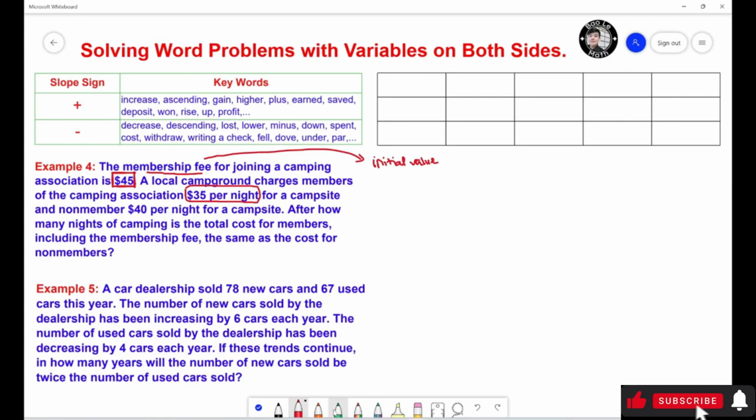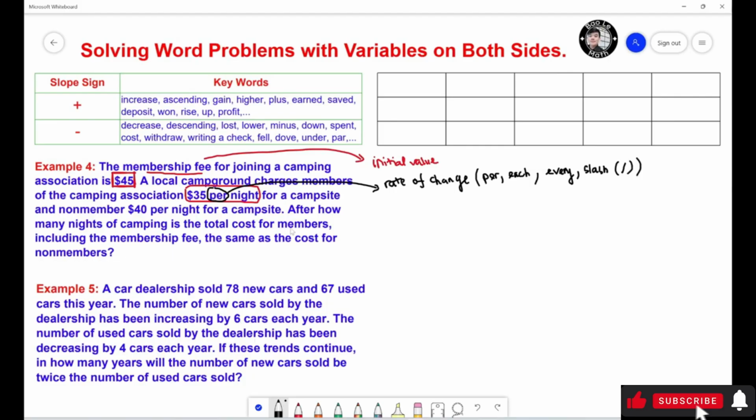Alright, the keyword here, per. This tells you that this is the rate of change. The keywords are going to be per, each, every, slash, which means this.